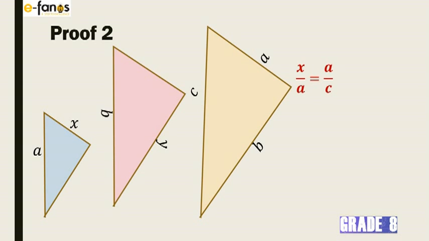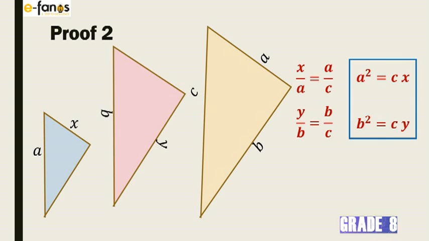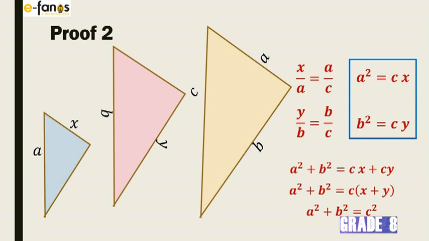X over A equals A over C, and so A squared equals CX, and Y over B equals B over C, so B squared equals CY. If we add these together, then A squared plus B squared equals CX plus CY, or A squared plus B squared equals C times X plus Y. So A squared plus B squared equals C squared.